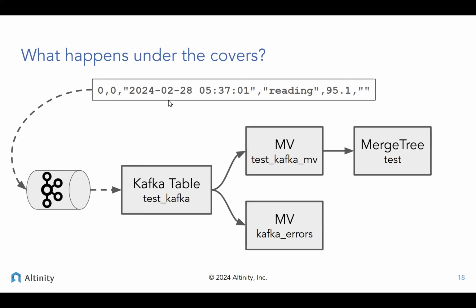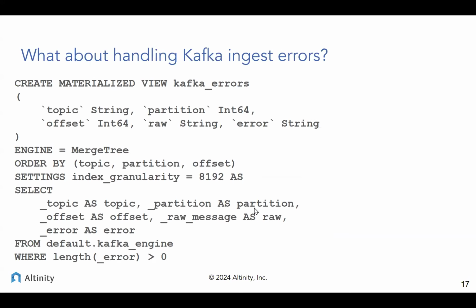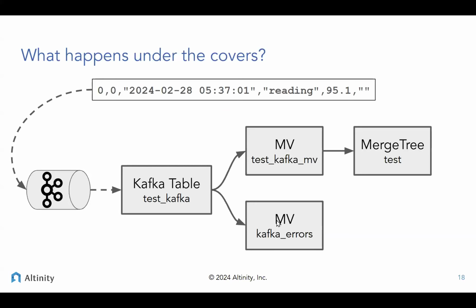So when you put this together, if you take something that's coming in, what's happening under the covers is it's written to the Kafka topic. The test Kafka table is reading that topic. If it's successful, the test Kafka materialized view will fire and it will go into merge tree. And then this Kafka errors table, which underneath is also a merge tree engine, just contains all the things that failed. So this is your basic pipeline. It bifurcates based on whether it's successful or not. So this is pretty flexible.